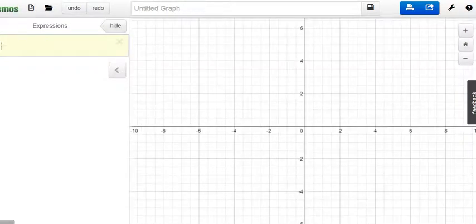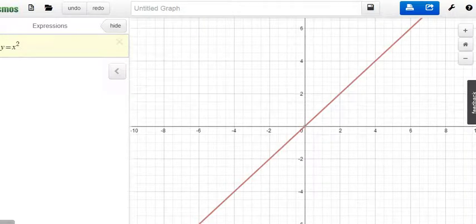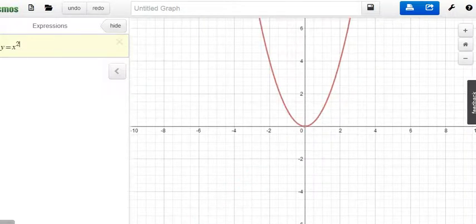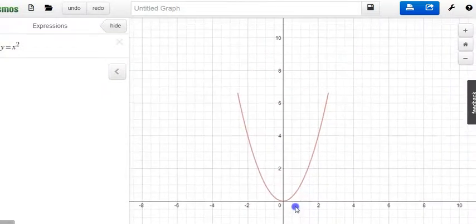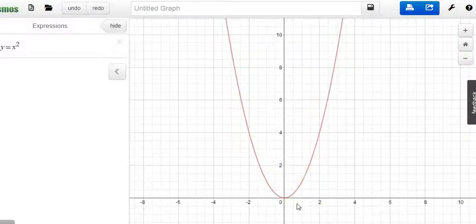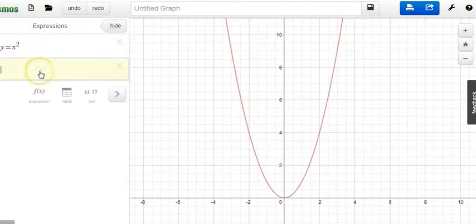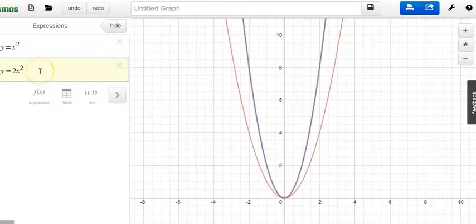Okay. Y equals x squared. What did I mess up? Oh, just slow. Okay, let's move this down because we know that it opens up, right? If I then enter y equals 2x squared, then we know it's a vertical stretch by a factor of 2.